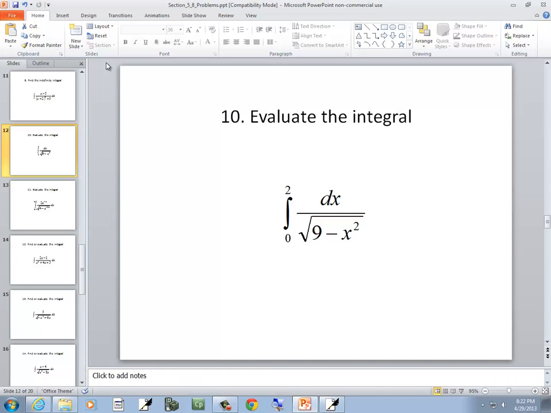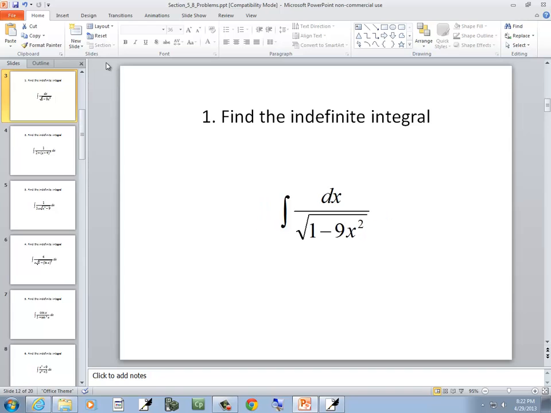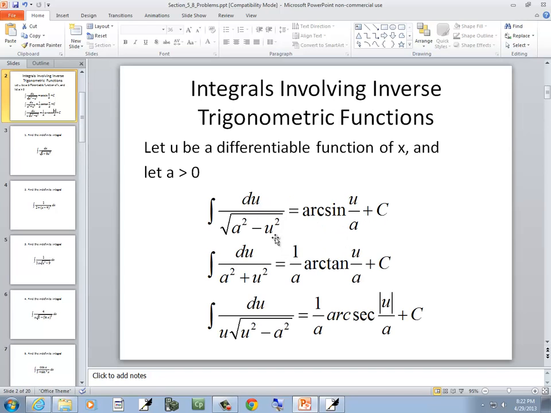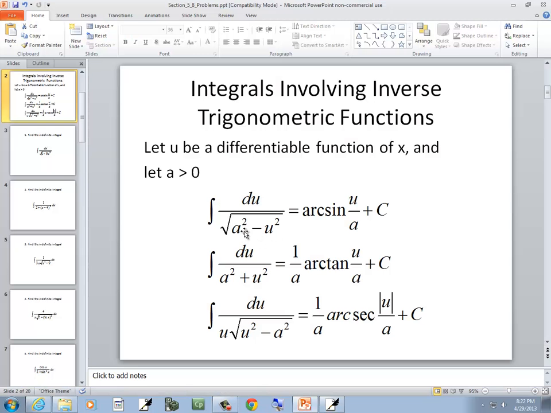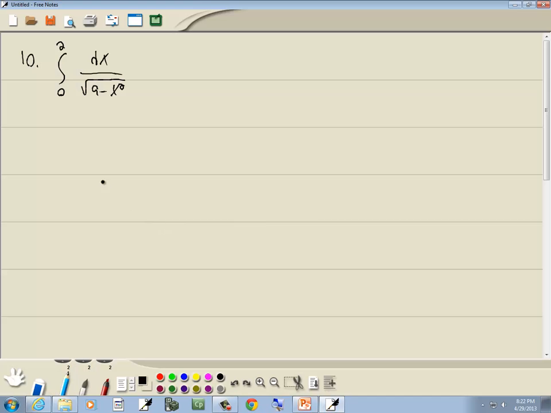Okay, well, let's go back up to our formula. We've got a square root downstairs, and you have a number before the minus, the 9 minus. So it's going to be the a squared minus, because it's the number before the minus. So our first formula is what we want it to look like. Well, we want to rewrite it as something squared minus something squared. So we got 3 squared minus x squared. So our a is going to be 3. Our u will be x, and du would be dx. And everything's accounted for.